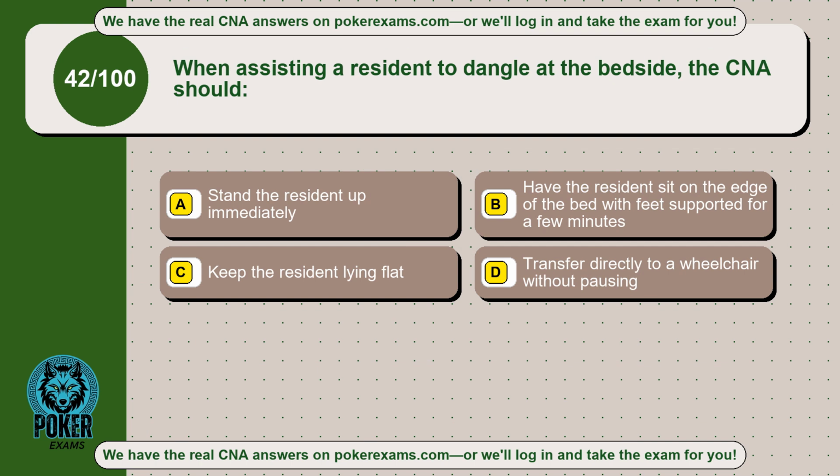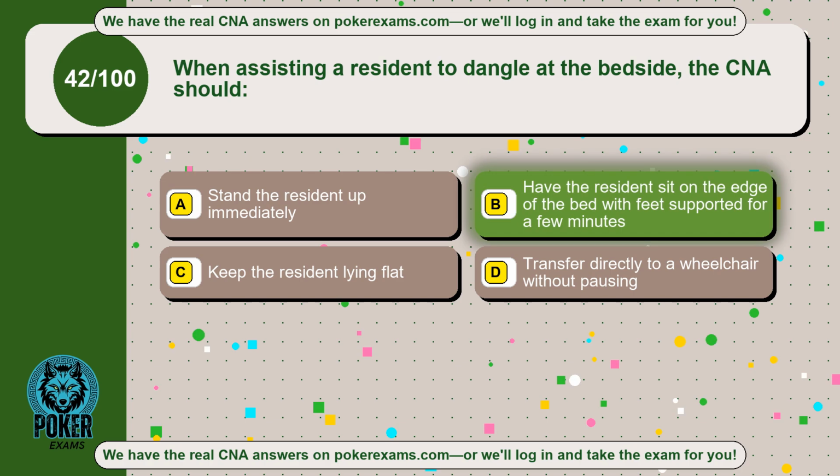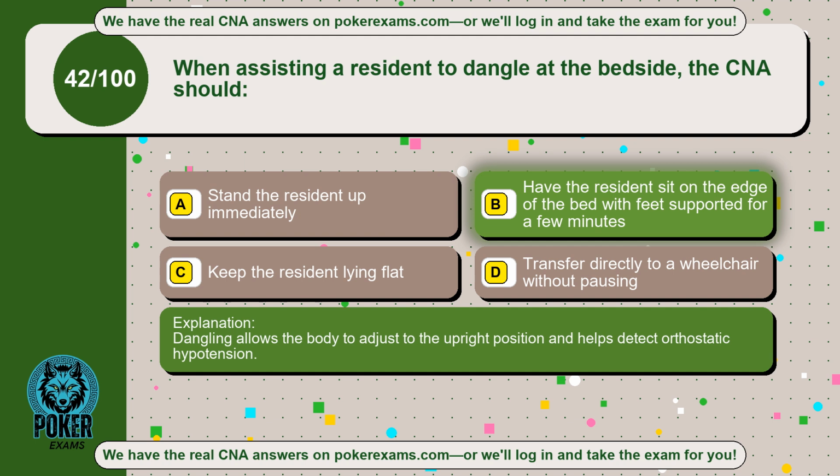Question 42. When assisting a resident to dangle at the bedside, the CNA should: Option A, stand the resident up immediately. Option B, have the resident sit on the edge of the bed with feet supported for a few minutes. Option C, keep the resident lying flat. Option D, transfer directly to a wheelchair without pausing. The correct answer is option B. Have the resident sit on the edge of the bed with feet supported for a few minutes. Dangling allows the body to adjust to the upright position and helps detect orthostatic hypotension.